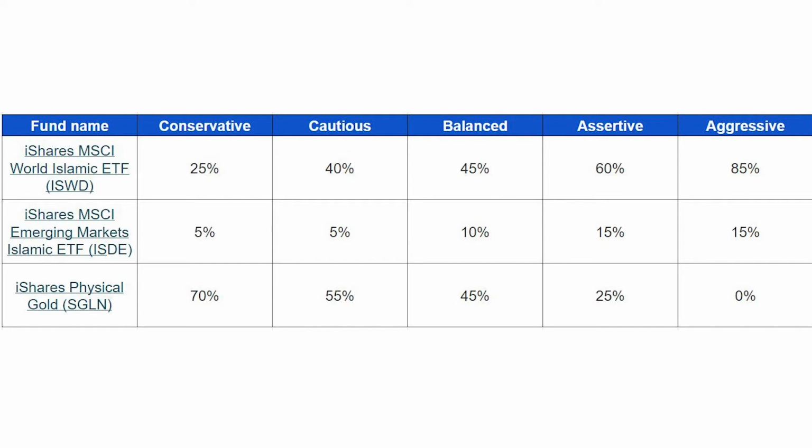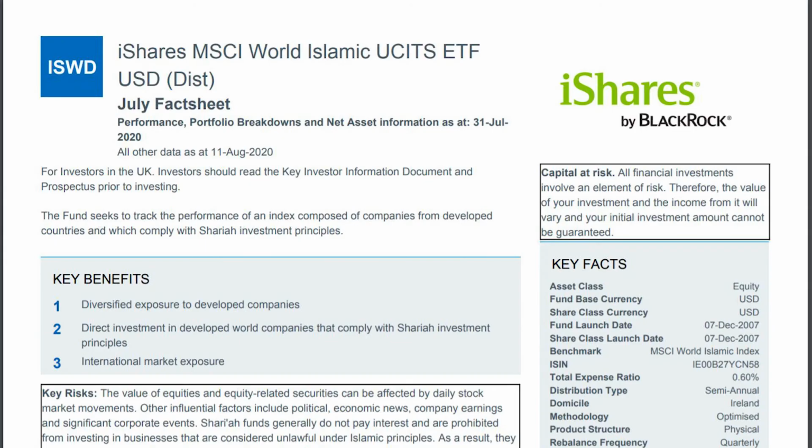Let's quickly go over ETF fact sheets. There are links in the description below to each ETF for your reference. The first fact sheet that we have is the ISWD ETF provided by BlackRock. This is the iShares MSCI World Islamic ETF. Under key benefits, we could see that this ETF provides direct investment in developed world companies that comply with Sharia investment principles.